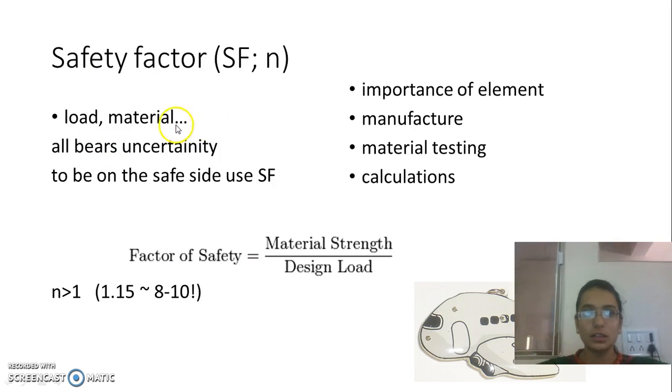The safety factor considers the load factor, with all the bearing concentrations, to be on the safe side. It is used as the safety factor. The important parts of the element are the element manufacturing, materials testing, and the calculation. All these things are covered through the factors of safety. The factor of safety is defined as the material stress over the design load, where M is equal to or greater than 1, equal to 1.5, approximately 8 to 10 elements.